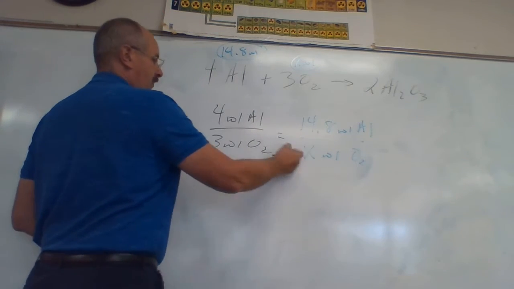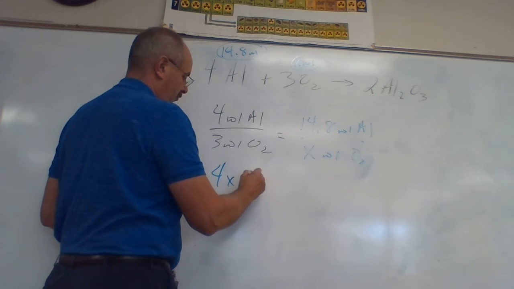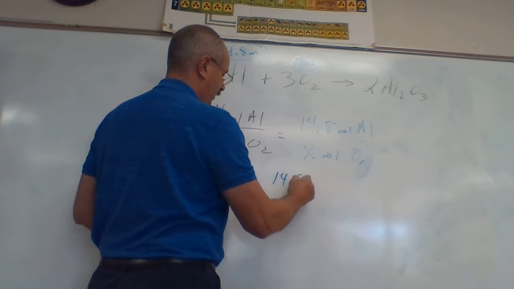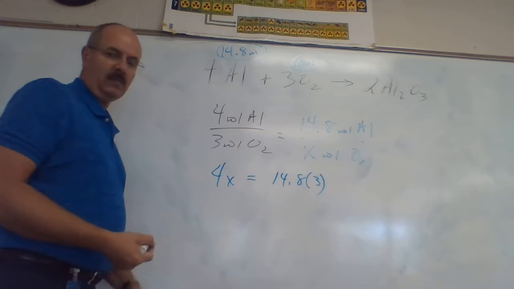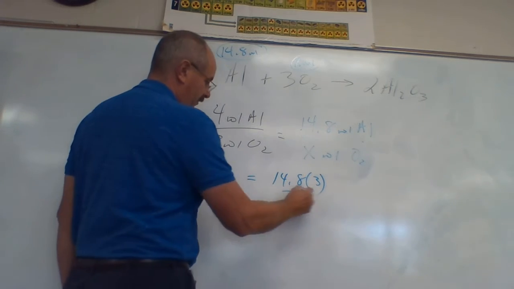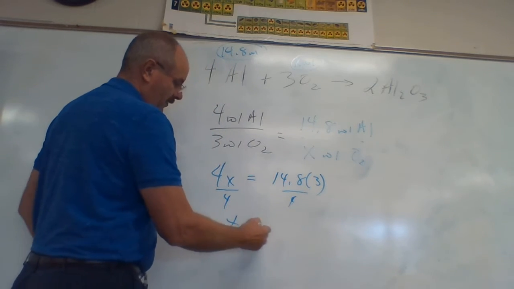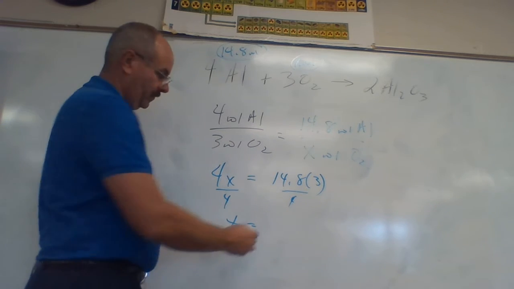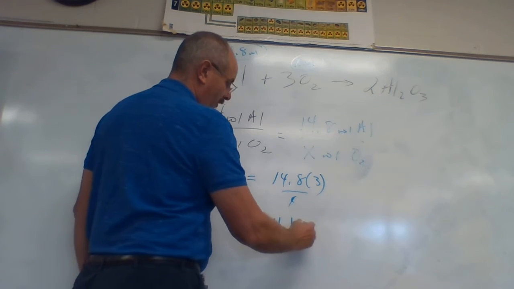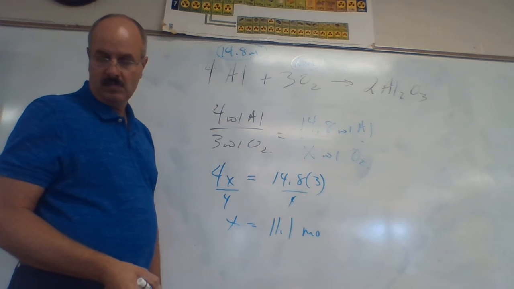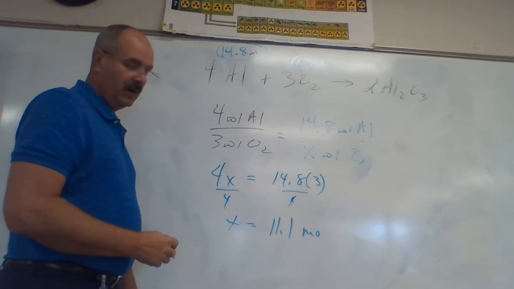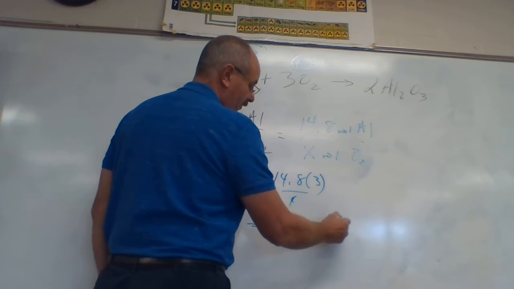All right, cross multiply: 4 times X equals 14.8 times 3. Then I divide by 4 on both sides to get X by itself, and X ends up equaling 11.1. Yep, 11.1 moles of O2.